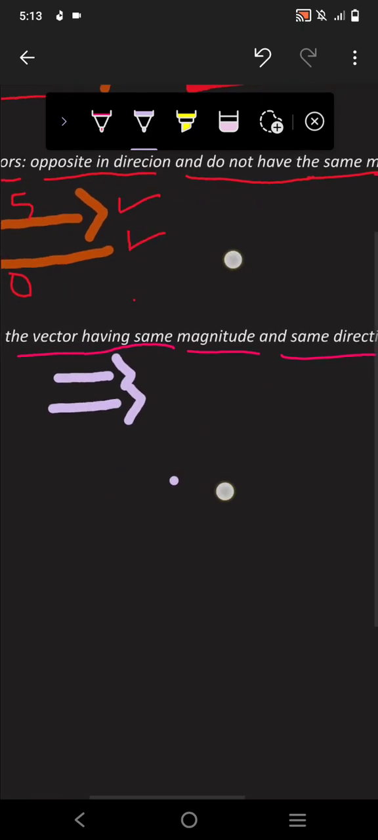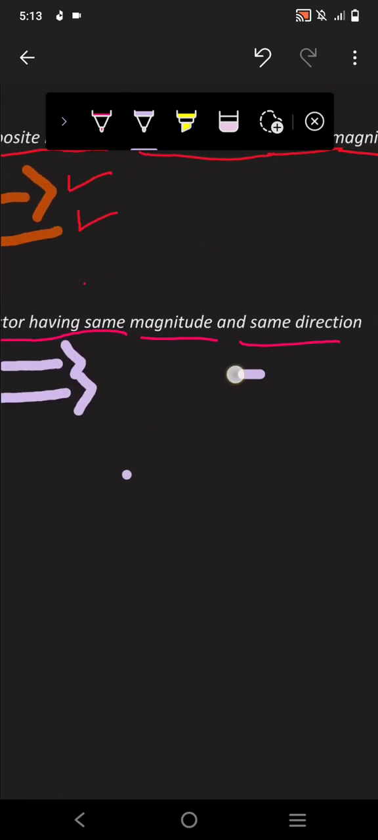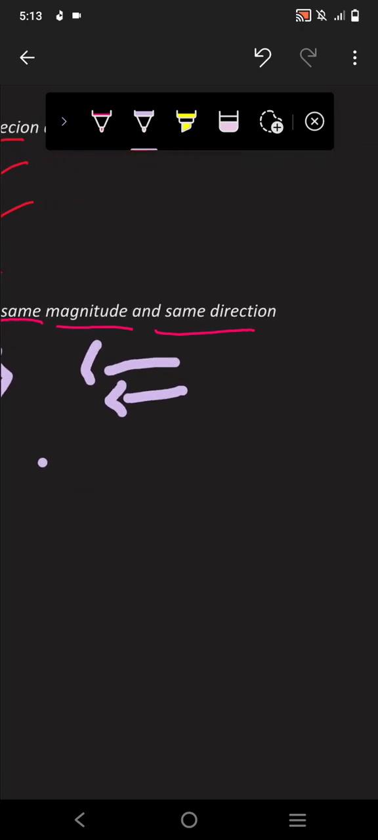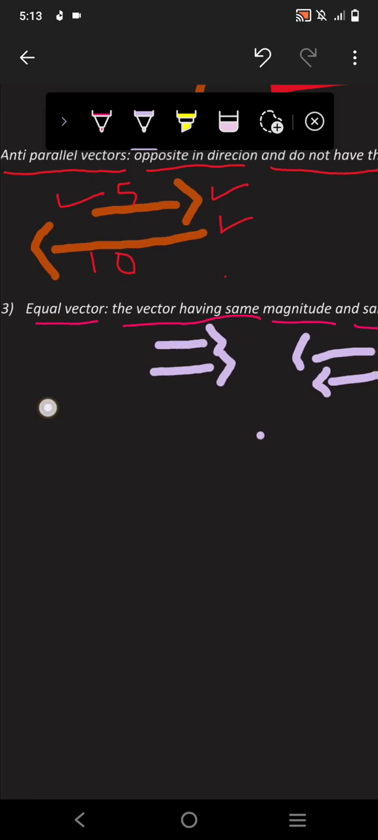Or it could be in this way. I am making it in that direction. It could be in this way, but the direction would be the same. Both have the same magnitude. Or it can be in this direction. Both can be in any direction, but the statement must be followed.